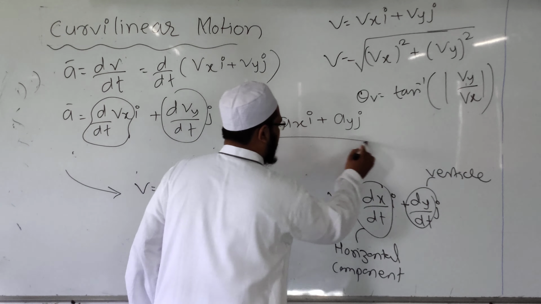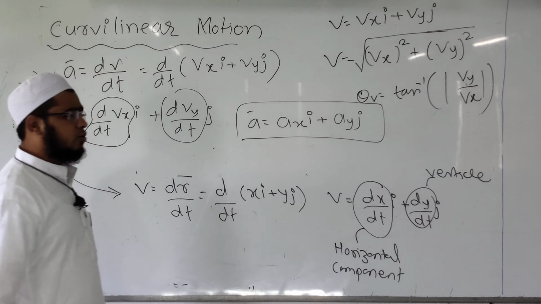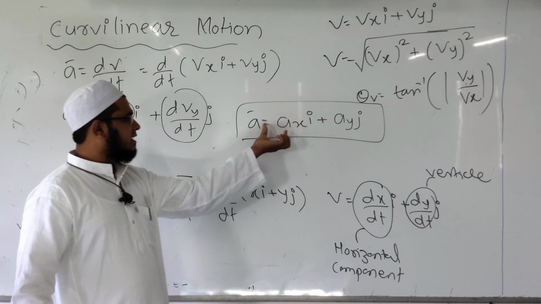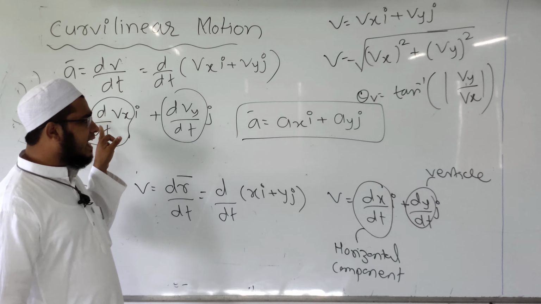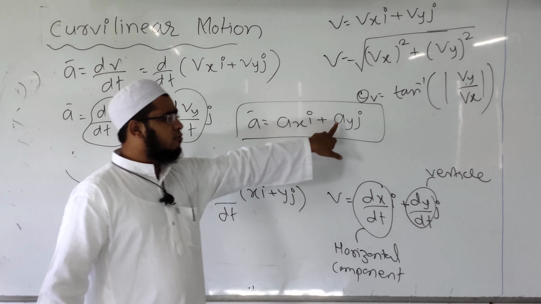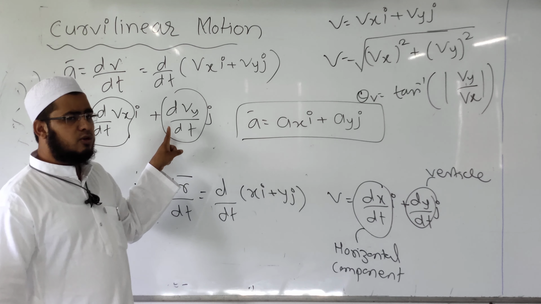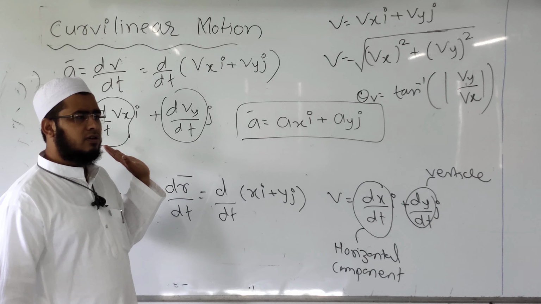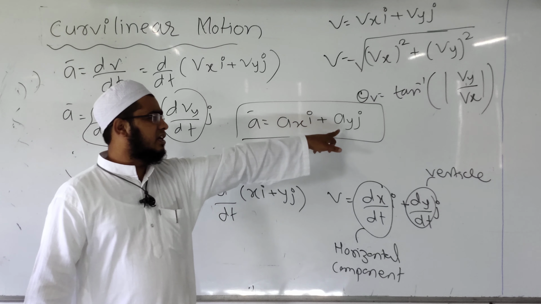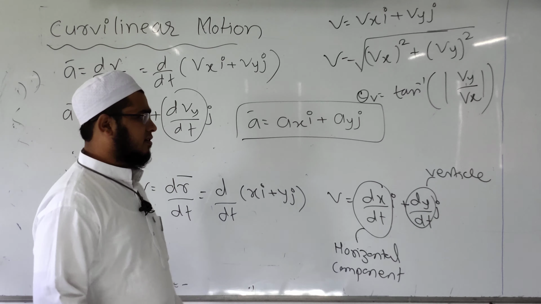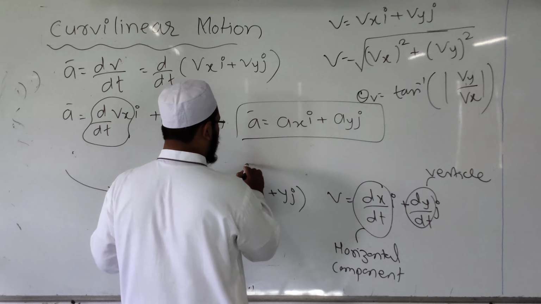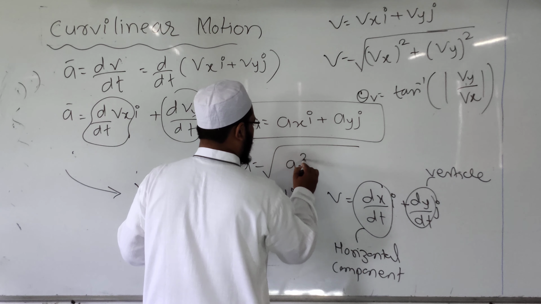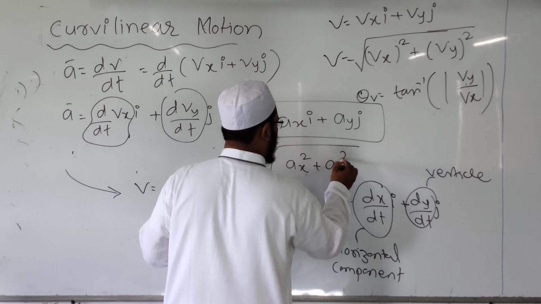The equation of acceleration is a bar equal to axi plus ayj, where ax is equal to dvx by dt and ay is equal to dvy by dt. Horizontal component of acceleration and vertical component of acceleration. If I require the total magnitude of the acceleration a, then we know that a equals root of ax square plus ay square.